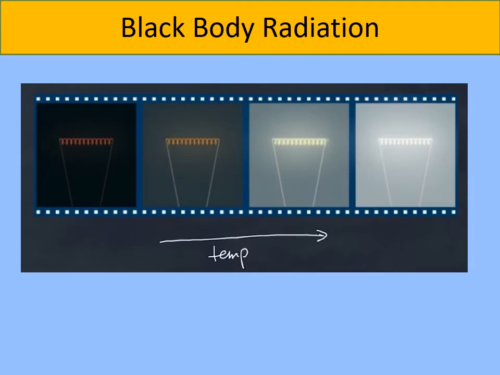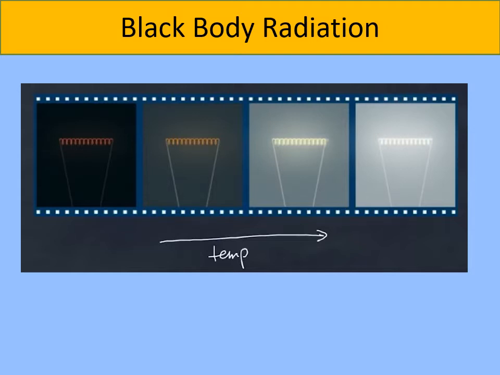Now, in order to get a better understanding of what Max Planck was doing, it's important that we understand a little bit about blackbody radiation. Okay, so here we have some filaments of a light bulb. As you turn the electricity on, that filament starts to glow. The more current that flows through it, the brighter the bulb.